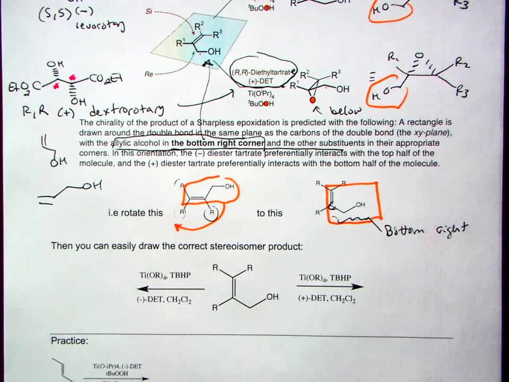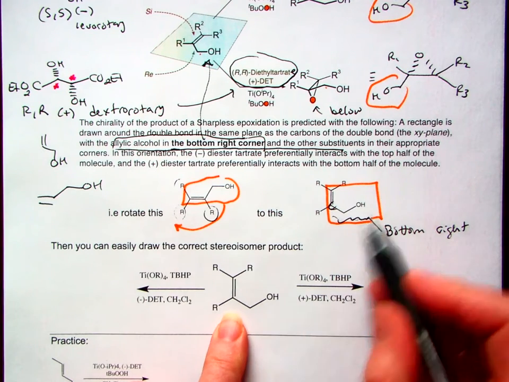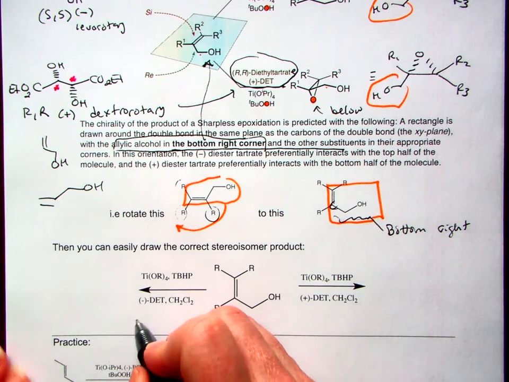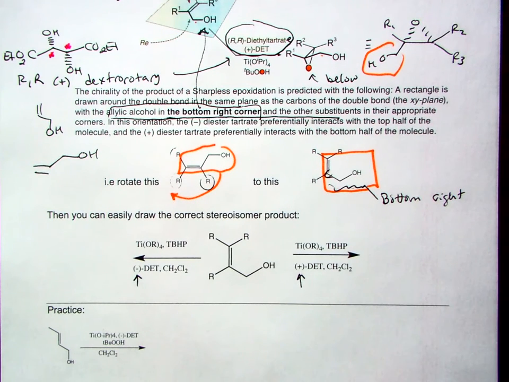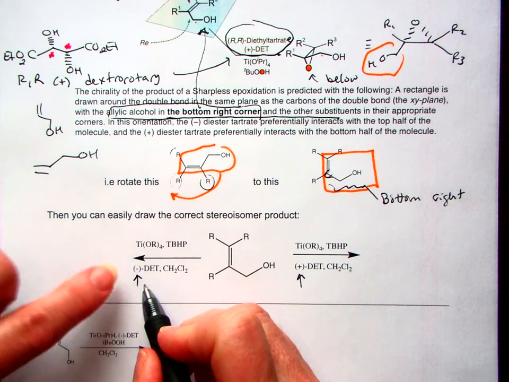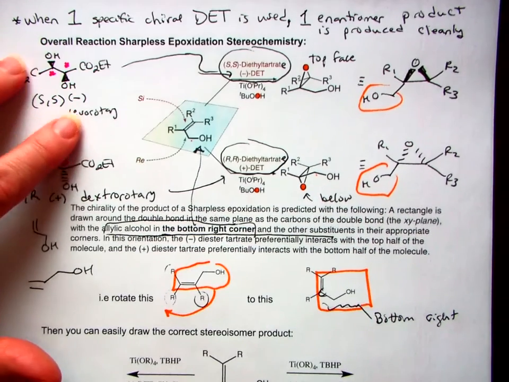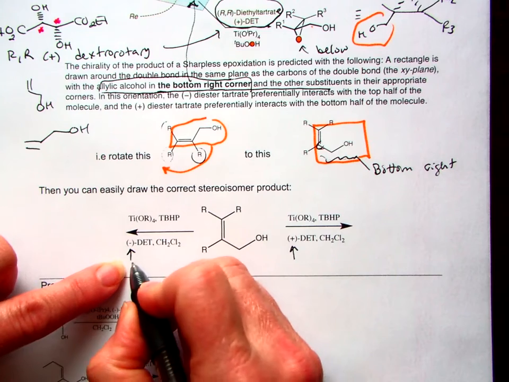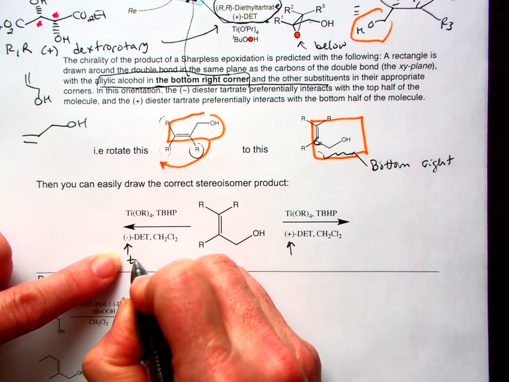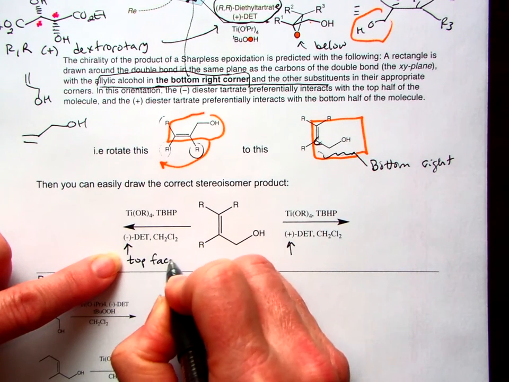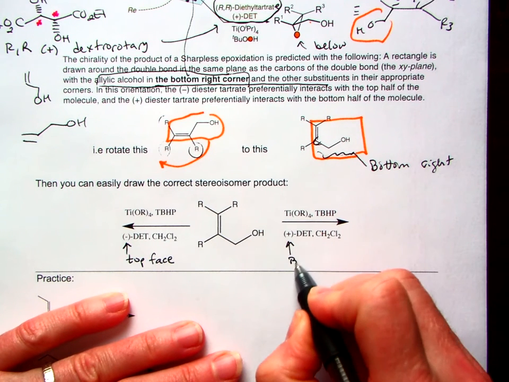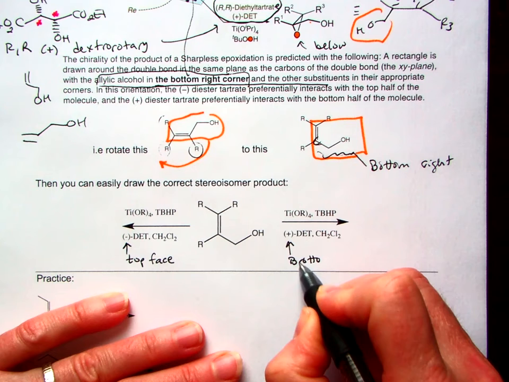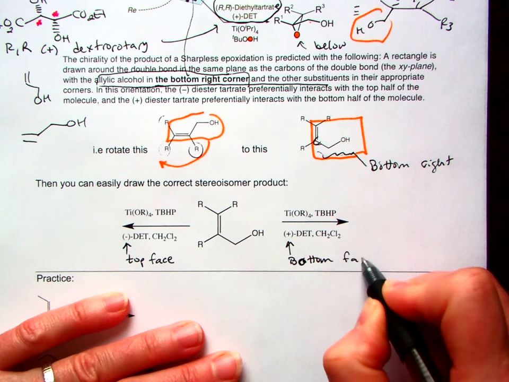Then all you have to do is, here it is set up just how you need. Look at which enantiomer of your diethyl tartrate you're using. The minus, again, is this molecule, the SS, coming out at you. So with the minus, the O ends up on top, or approaches from what we call the top face, whereas the plus enantiomer approaches from the bottom face.